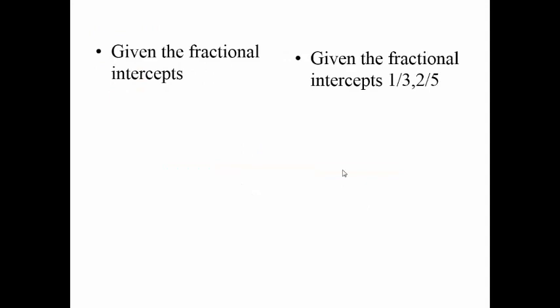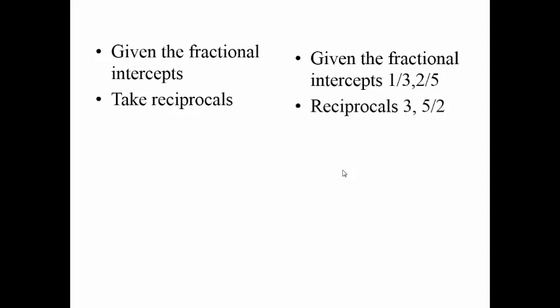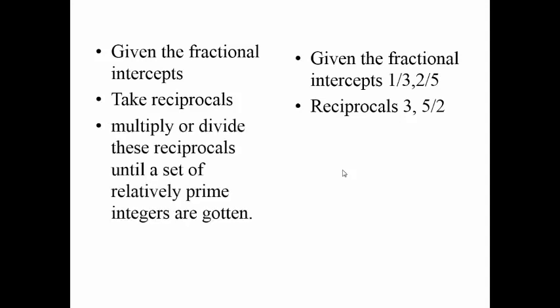Now, given fractional intercepts, a third and a fifth, how do you get the Miller indices? Well, you take the reciprocals. So the reciprocals of 1/3 and 2/5 are 3 and 5/2. Then you multiply or divide these reciprocals until a set of relatively prime integers are gotten. In this case, you multiply by 2, and the plane is a 6, 5 plane.